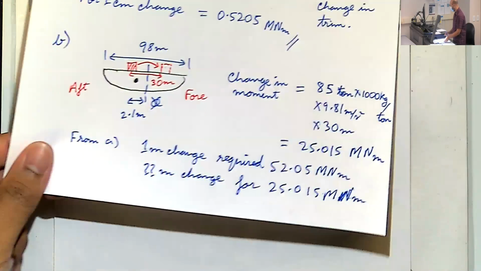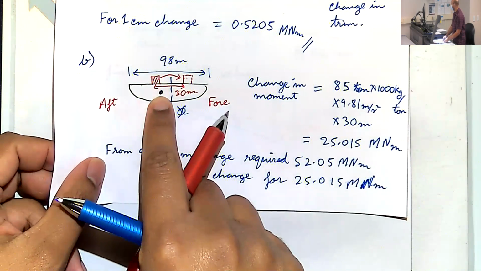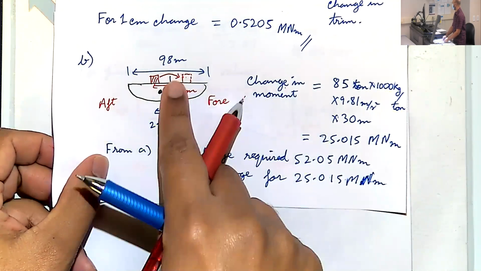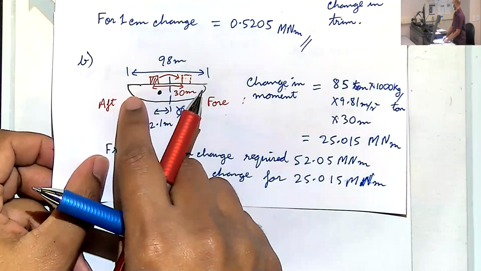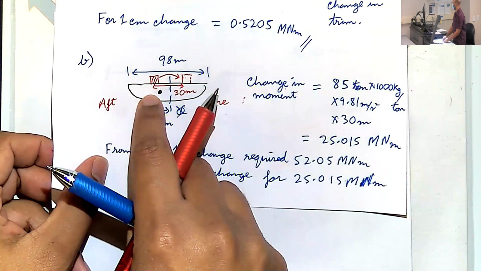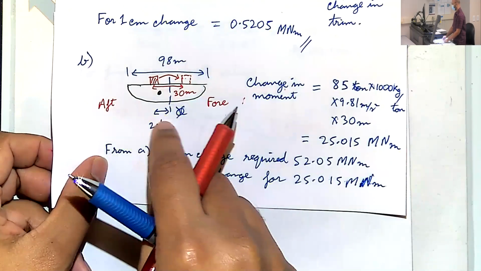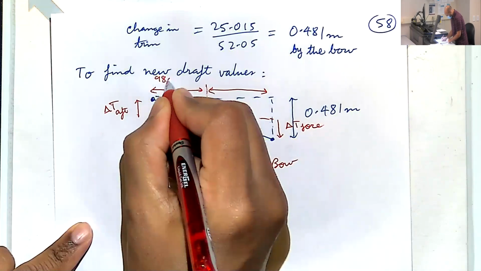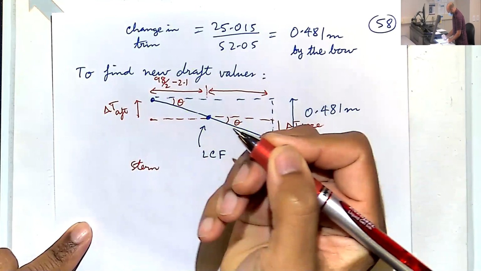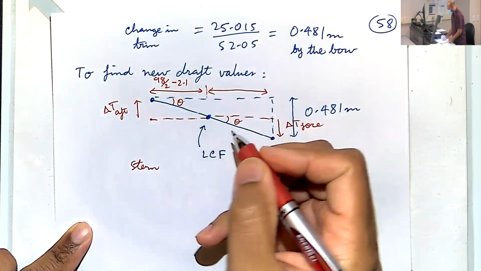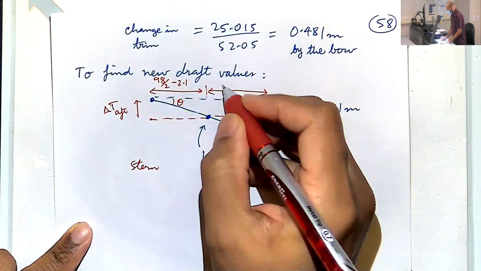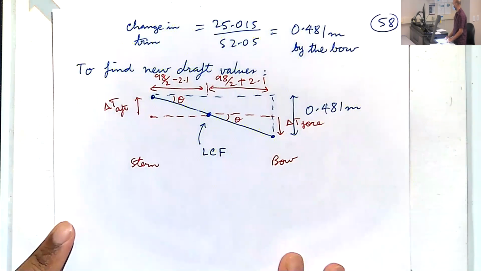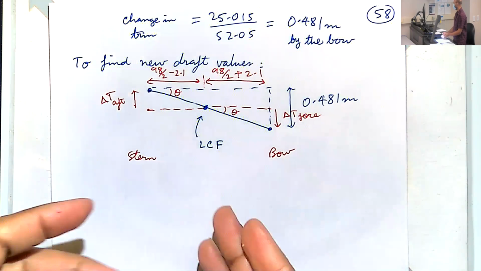So let me bring back the sketch. LCF is here, total length is 98, LCF is 2 meters behind midships. So we know exactly what the distance from aft is. This is 98 over 2 minus 2.1. And similarly, the distance from the forward is 98 over 2 plus 2.1. Okay. Once we have these triangles, we're basically done.